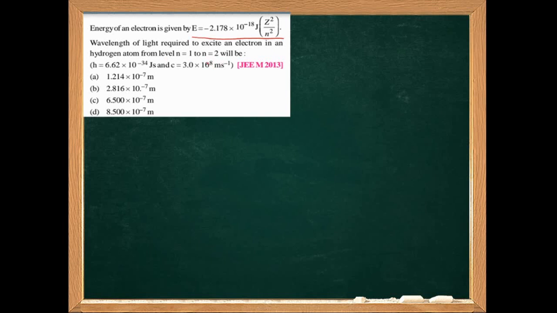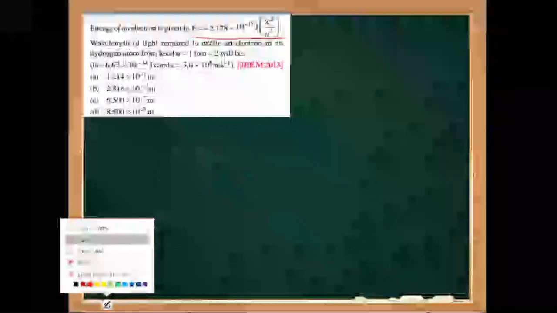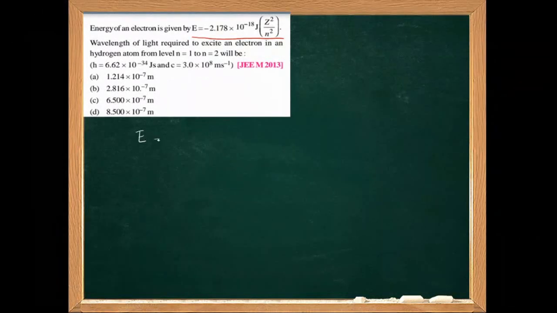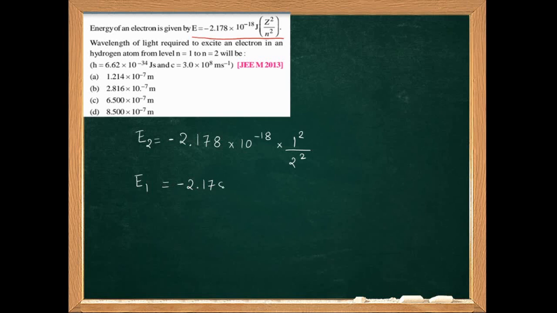If you see, we are asked about the wavelength. So energy is given, from n is equal to 1 to n is equal to 2. Now, what is the energy in the second level? Energy will be minus, so this will be minus 2.178 into 10 to the power minus 18, for the hydrogen atom, 1 square upon 2 square. And what will be the energy in the first level? This will be minus 2.178 into 10 to the power minus 18 into 1 square upon, in the first level, 1 square.